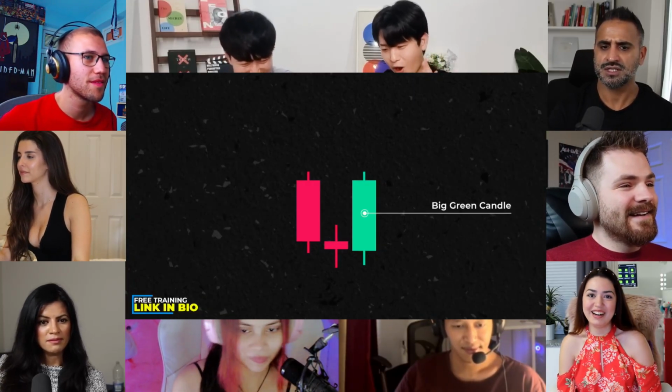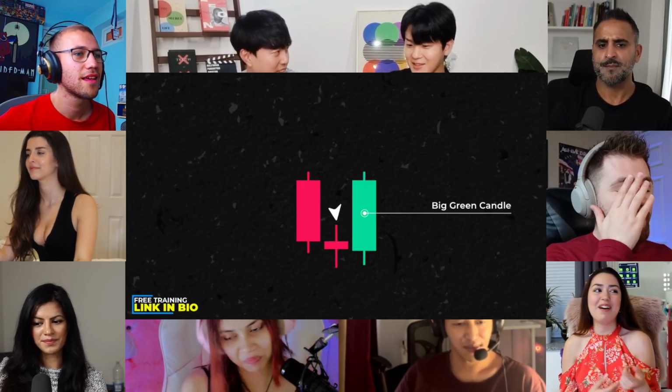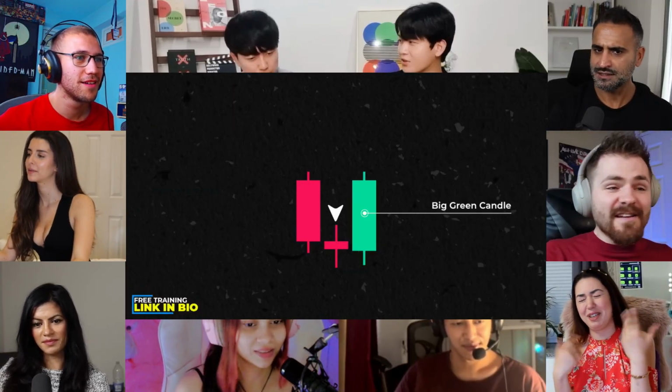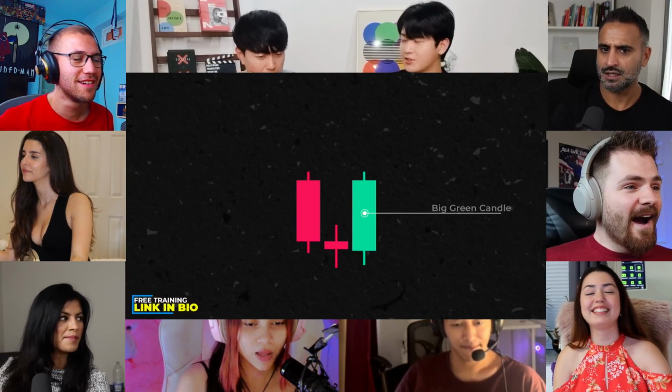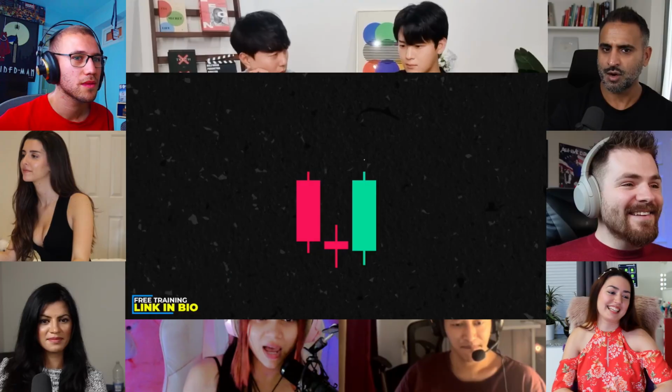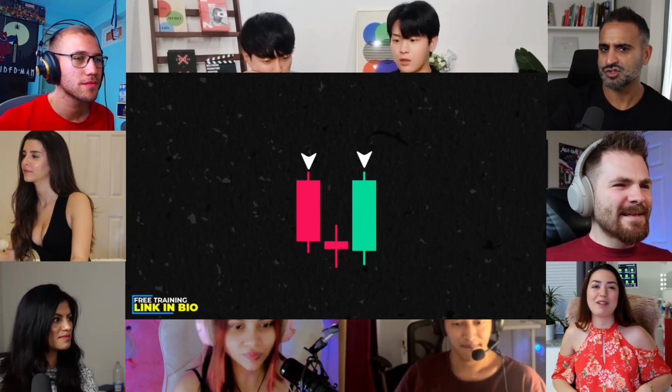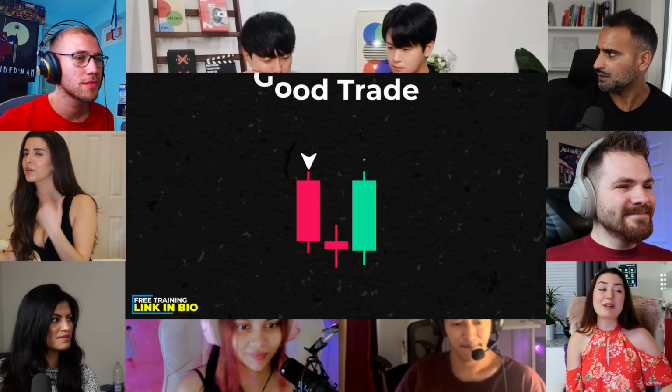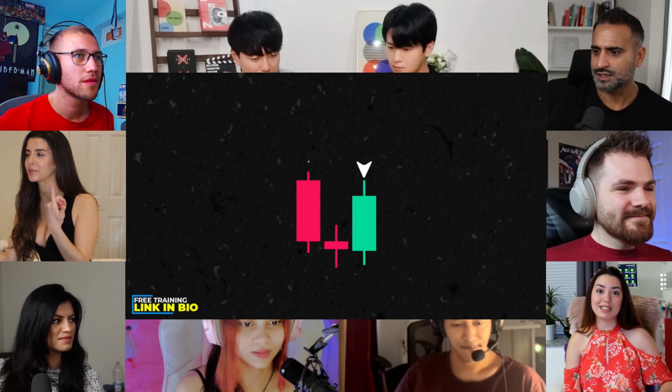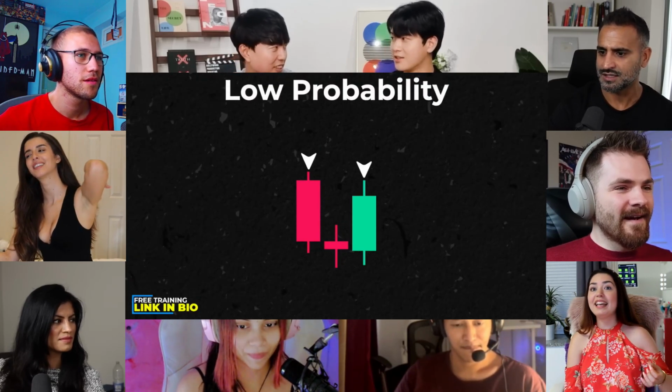Then, finally, we have a big green candle that breaks above the high of the doji candle. The size of this candle will determine the strength of the pattern. If the candle is as big as the red candle, then it is a good trade opportunity. If it is smaller than the red candle, it is a low probability trade.